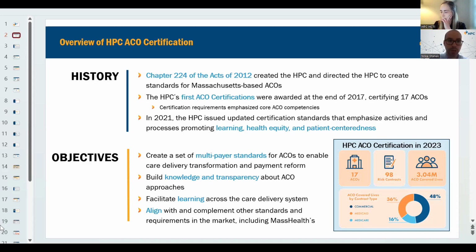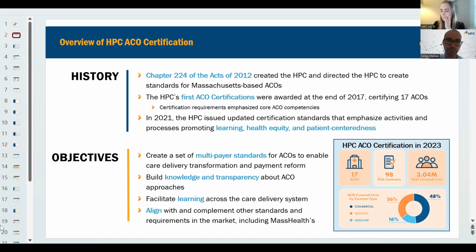Another important goal of the program is to advance knowledge and transparency about ACOs in the Commonwealth. To that end, we've produced materials like short profiles of each ACO and high-level summaries, recently released, of ACO strategies to transform care delivery. In that vein, we're also interested in exploring ways to facilitate learning across the healthcare delivery system. As a historical note, the ACO certification program kicked off in 2017 with the program's first 2-year certifications awarded at the end of that year, and we're now kicking off our 4th application cycle.